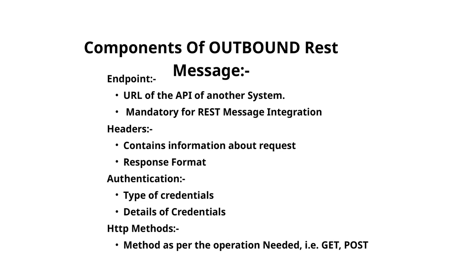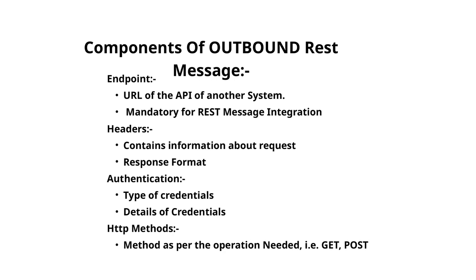First, we have the endpoint. This is essentially the URL of the API we want to communicate with, which belongs to another system. It's a crucial part of REST message integration because it tells our system exactly where to send the request. Next, we have headers. These are important because they contain information about the request itself, such as content type, authorization tokens, or other metadata that the receiving system might need to process our request correctly.